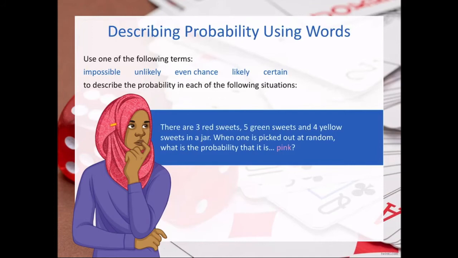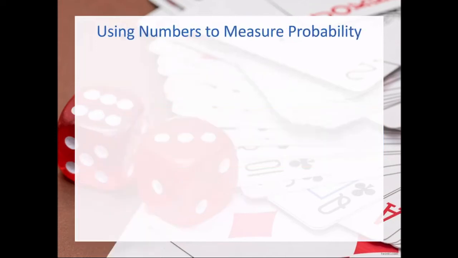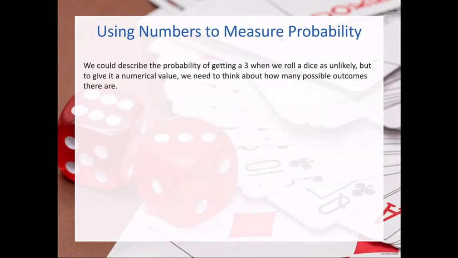Right, 3 red sweets, 5 green sweets, and 4 yellow sweets. When one is picked out at random, what is the probability that it's pink? Is there even a chance? Nope, it's absolutely impossible. Why? Because there are no pink sweets. So we have to say impossible. The probability is impossible. Well done.